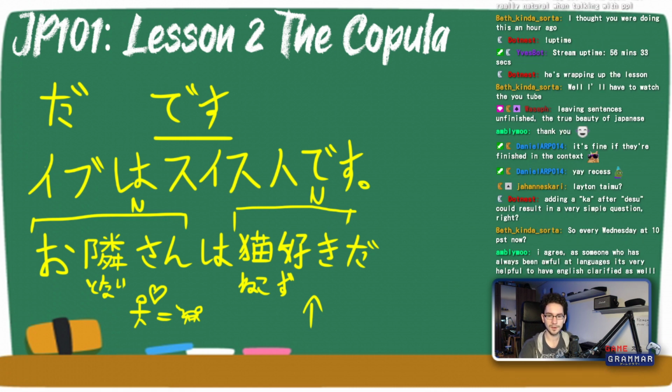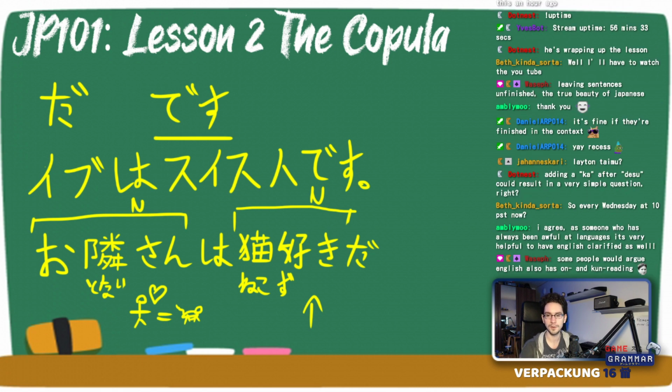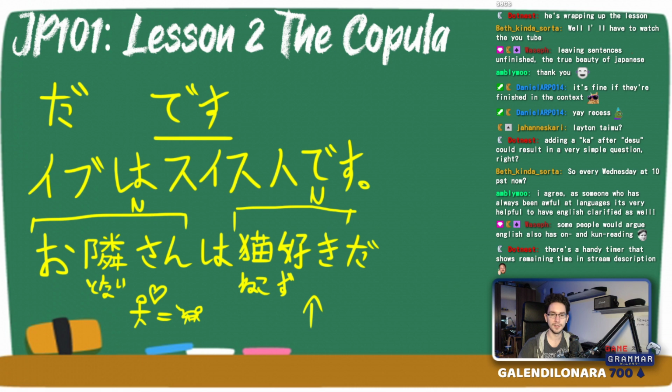Someone who has always been awful at language says it is very helpful if English is clarified as well. Yes, that's also what I'm going for. I want to use this series to clarify a lot of terms that get thrown around. Such as last time when we talked about what is a subject, what is an object, what is a verb.